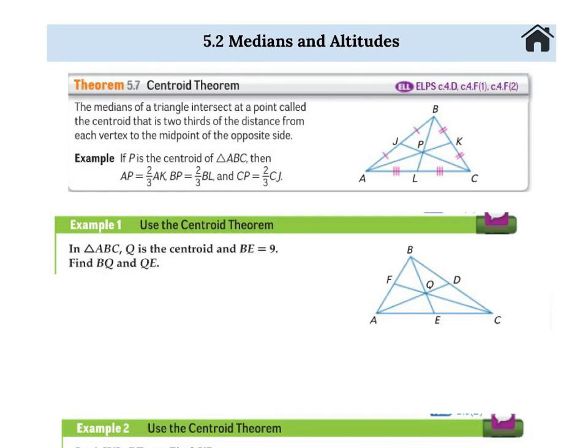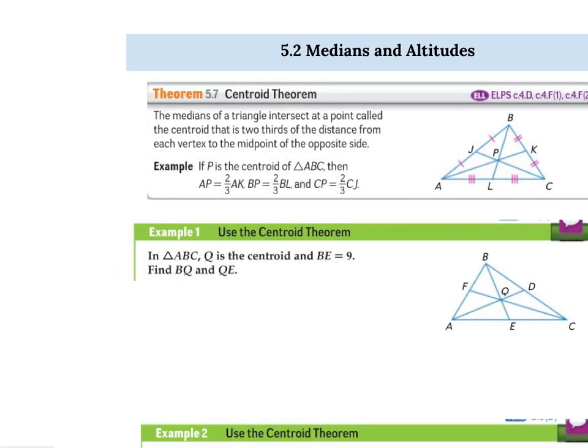So, 5.2, medians and altitudes. Remember on the special segments, again, we talked about these being two different types of special segments of our triangles. So the first one we're going to talk about today is medians. And remember, a median is where you go from the vertex to the midpoint of the opposite side. We know it's the midpoint because this side is divided into two congruent parts.